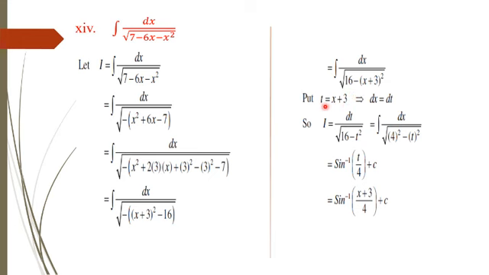Let x plus 3 is equal to t. Taking differential on both sides, we have dt is equal to dx plus 0, which means that dx is equal to dt.